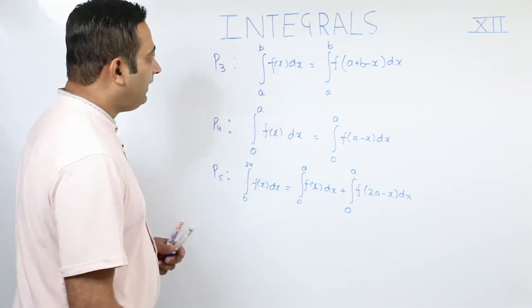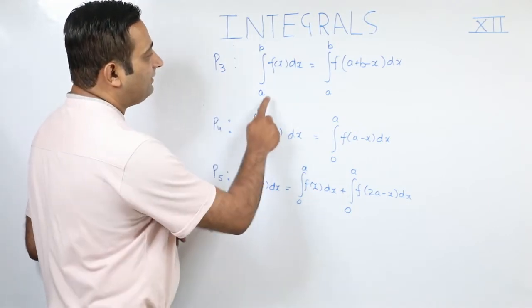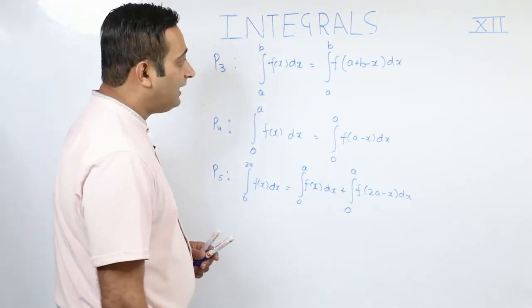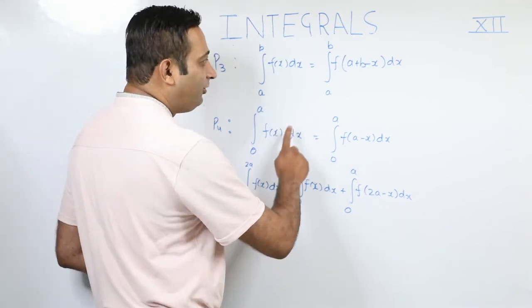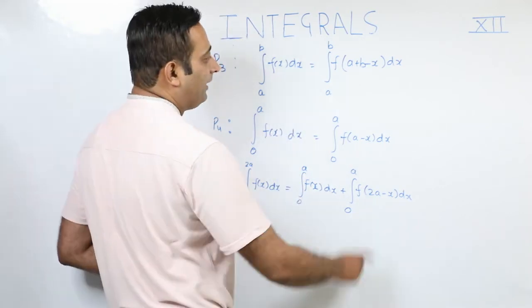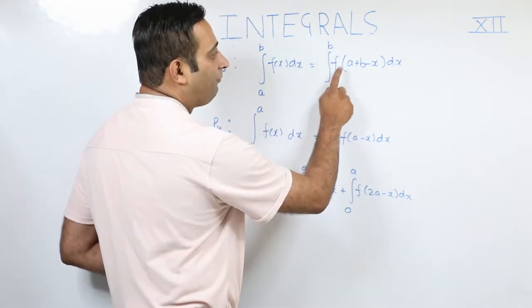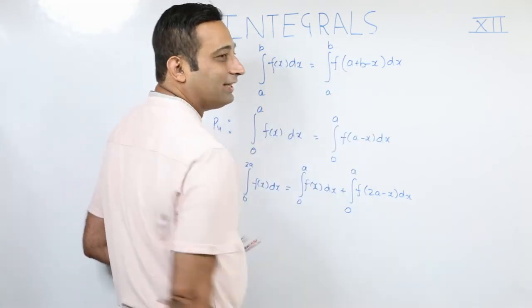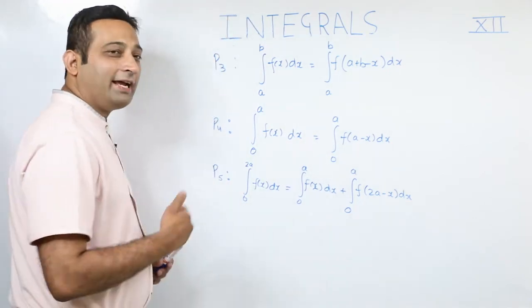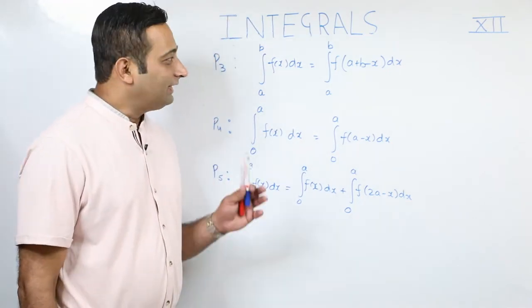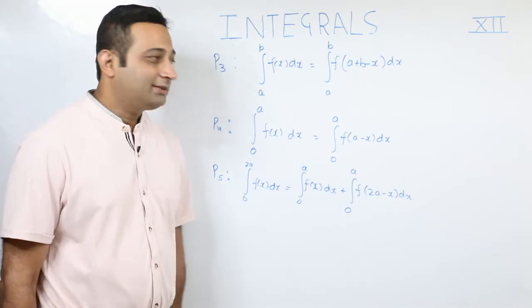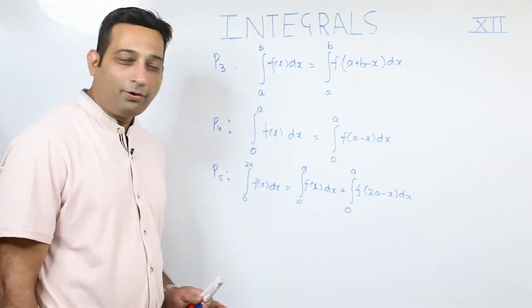Now the next property is the P3 property. In this we have the integral from a to b f of x dx. The value of the integral will remain the same if we apply the theorem, that is the integral from a to b f of a plus b minus x dx. If we replace x by a plus b minus x, even then the integral will remain the same. We will apply this in a number of problems.